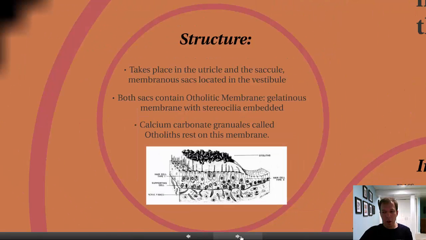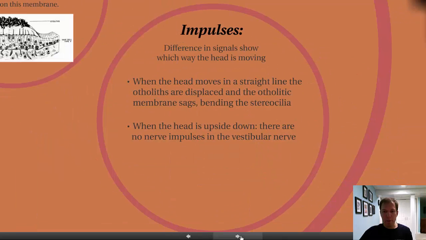So how do we perceive motion? If the head moves in a straight line, then those granules are going to be displaced, so they're going to move. And that's going to cause the membrane to sag, and all the stereocilia are going to bend. When that happens, your brain recognizes, I'm moving forward.